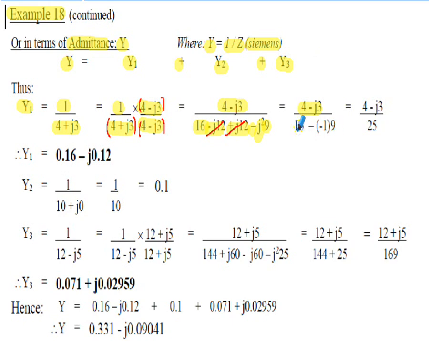So on the bottom we get 16 minus a negative 1 times j. And that negative 1 is for the j squared term. Again, from the previous work, we know that j times j is the real number negative 1. So simplifying again, we get 4 minus j3 on the top, and on the bottom we get 16 plus 9, so that's 25. Double negative here, be careful. So Y1 in this case is 0.16 minus j0.12.